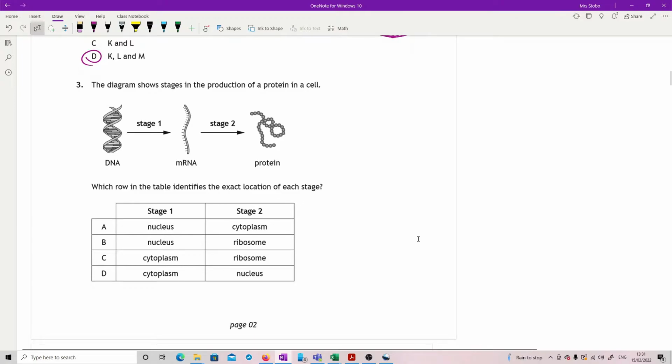The diagram shows stages in the production of a protein in a cell. Which row in the table identifies the exact location of each stage? Okay, so DNA is in the nucleus. And stage two, where I change the mRNA into a protein, well, the site of protein synthesis, you should know, is a ribosome. So the answer is B.